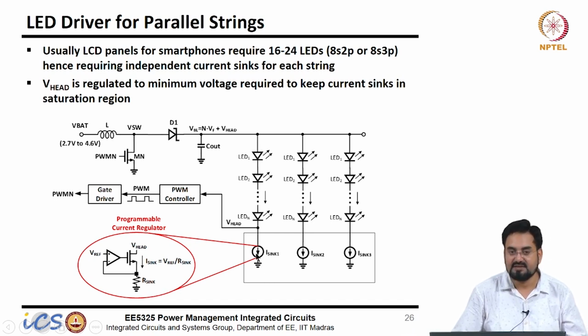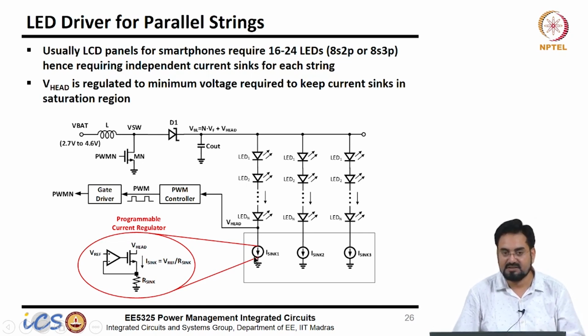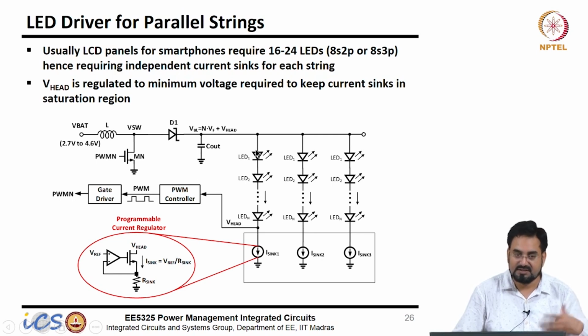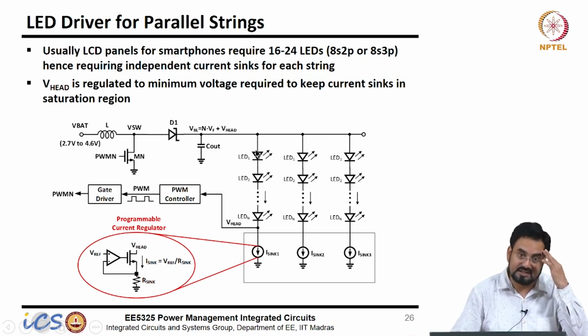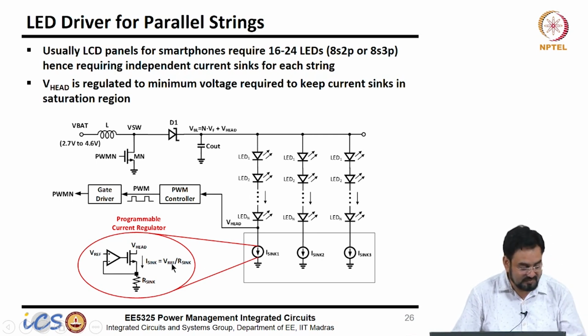So, that is why we are putting it at the bottom. If you have only NMOS, then you do not have any choice but to put the current sink. But if you have a high voltage PMOS, then you can even use a high side current instead of low side current. So, now this current regulator is nothing but a linear current regulator.